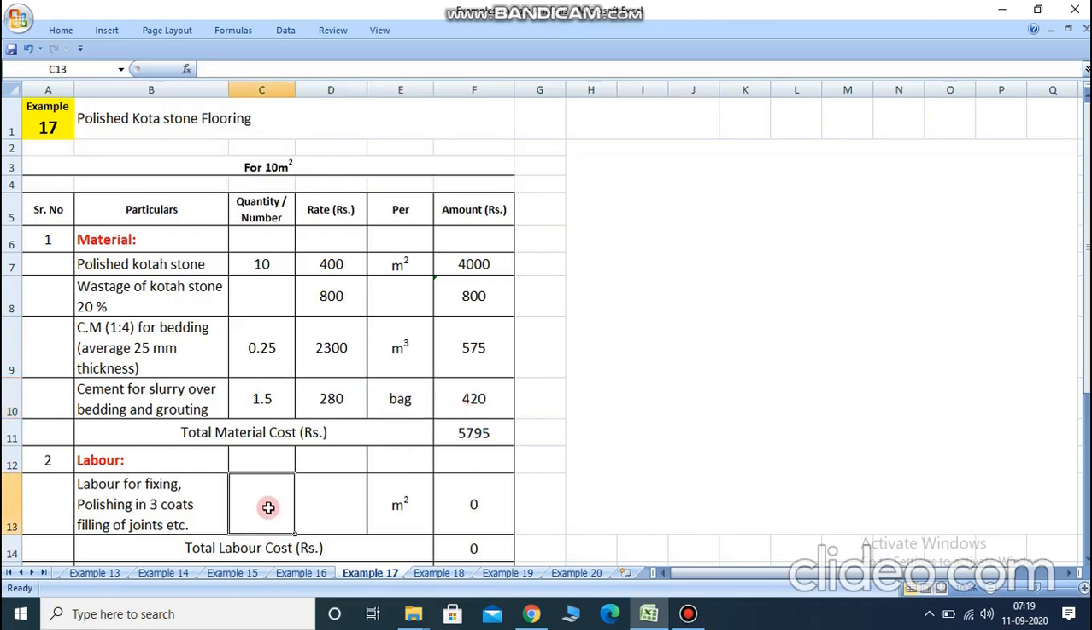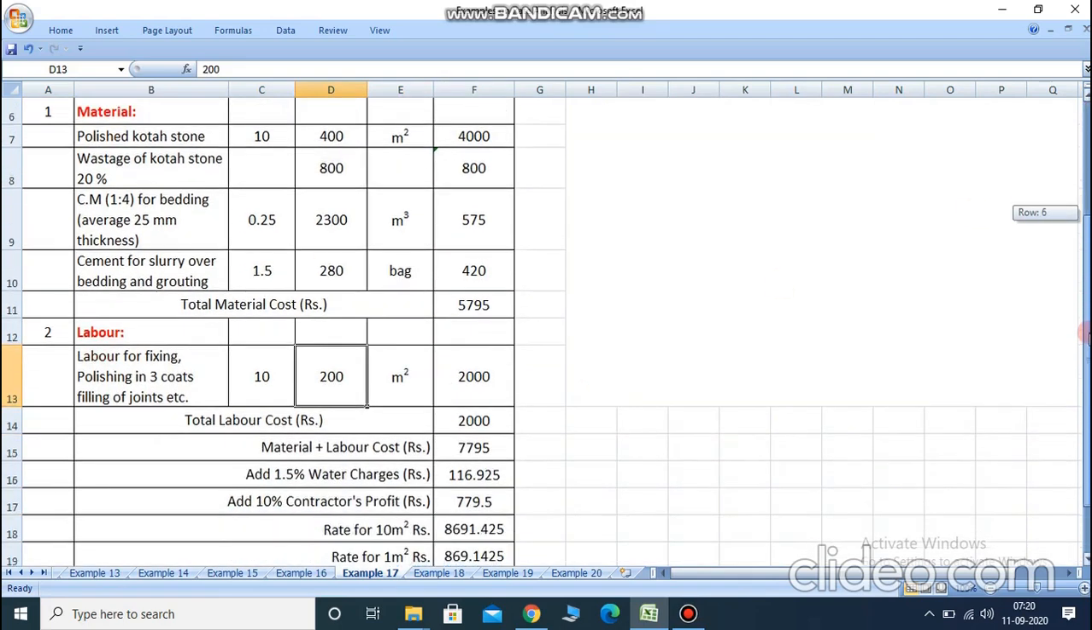Now next is the labor cost. So here labor for fixing, polishing and filling joints. For 10 meter square work, per meter square labor charge is 200. So we calculate the quantity for 10 meter square, so 10 multiplied by 200. So we got the answer 2000 rupees.